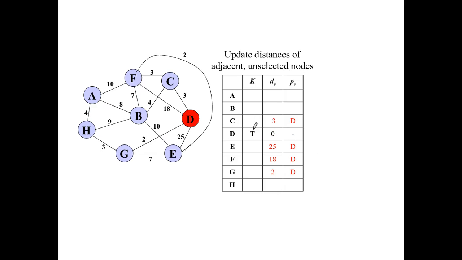From D, the cost of reaching C is 3, and if you take this path and reach C via D, the parent node for C will be D. The cost of reaching E is 25, and if you reach E via this path, the parent node for E will be D. Similarly, the cost of reaching F is 18, and if you take this path, the parent node of F will be D. The cost of reaching G is 2, and if you take this path, the parent node of G will be D. So this is what we have written.